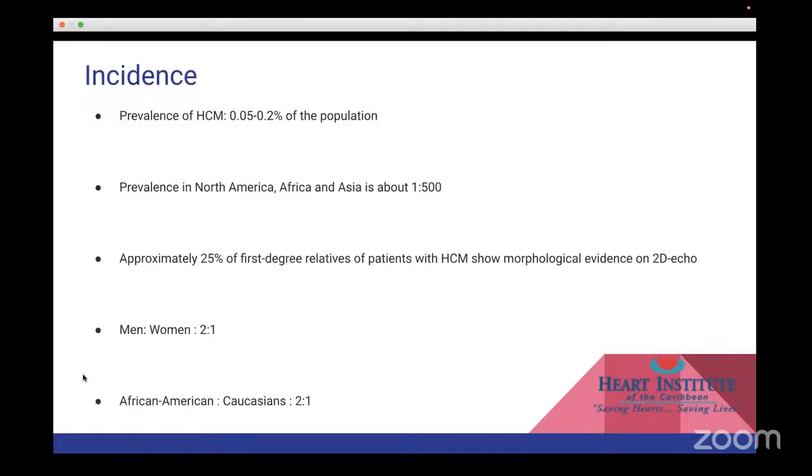For the incidence, the prevalence of HCM is 0.05 to 0.02% of the population. The prevalence in North America, Africa, and Asia is about 1 in 500 individuals, and approximately 25% of first-degree relatives of patients with HCM show morphological evidence on an echo. This highlights the importance of the genetic component and screening, which we'll get to a little later in the presentation. There's a 2-to-1 ratio of men to women and a 2-to-1 ratio of African Americans to Caucasians.